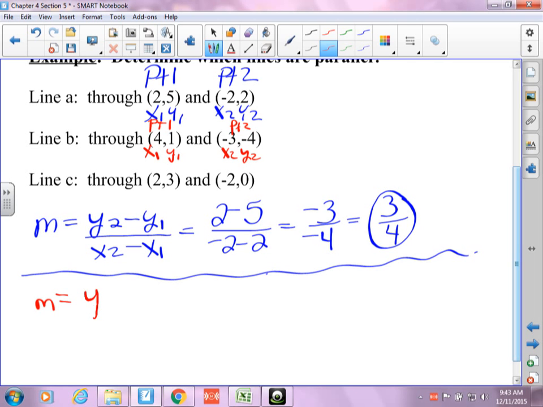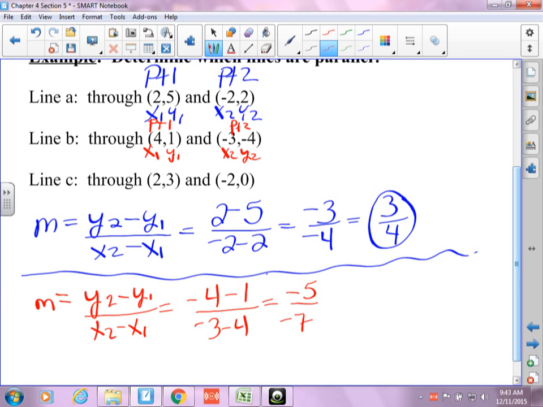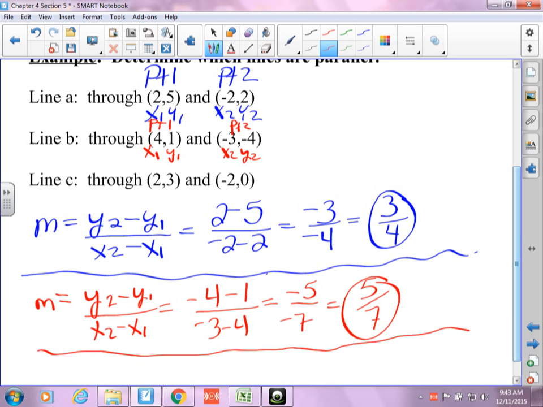I'll write the formula again. y2 minus y1 over x2 minus x1. Nice. Okay, follow your formula. Okay, and then you notice that we reduced it. So, taking a look at these two, are they parallel?